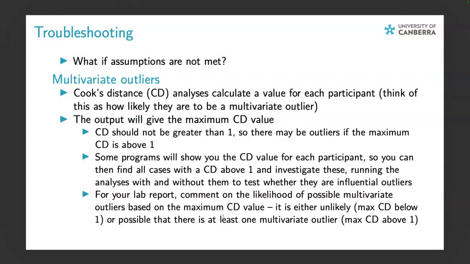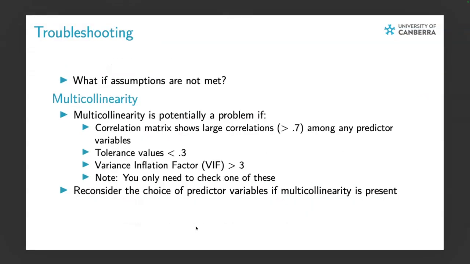For your lab report, all you need to do is comment on the likelihood of possible multivariate outliers. So it is either unlikely, so max Cook's distance below 1, or possible, which is when you have a Cook's distance above 1. So possible that there is at least one multivariate outlier. That's all you can say. I'm not expecting you to do anything more than that if you have a Cook's distance greater than 1. Just transparently say it. It'll be problematic if your Cook's distance is greater than 1 and you don't address it by transparently stating that it's possible there's at least one multivariate outlier. So just be transparent in your results.